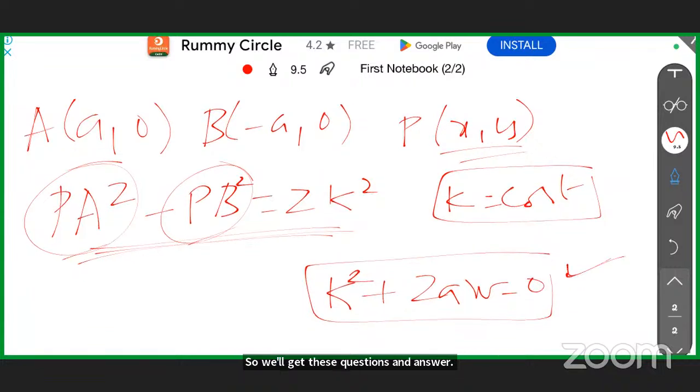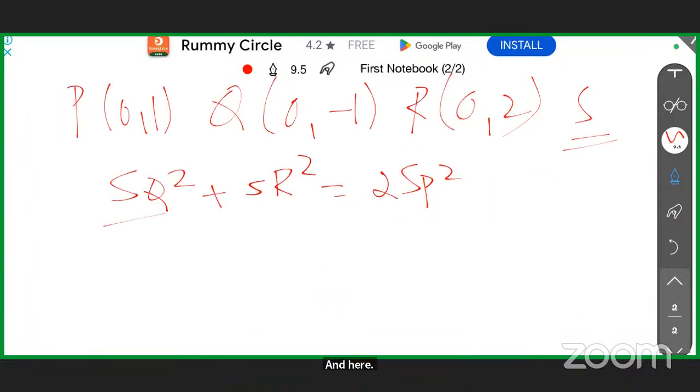And here, same thing, find SQ square, SR square, 2SP square, simplify the equation, and bring it to some standard form. You have learned a lot of standard forms of equations. So bring it to the standard form of equation. You know it, I have discussed a lot of standard forms.